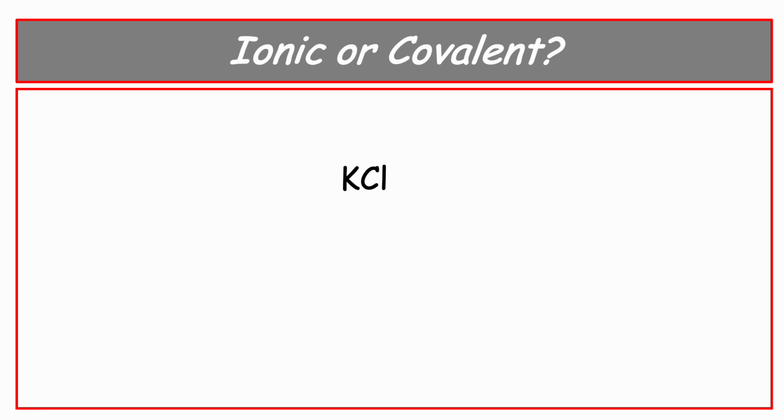Potassium chloride. Potassium is a metal on the left-hand side of the periodic table. Chlorine is a non-metal on the right-hand side. A metal and a non-metal gives rise to an ionic bond.